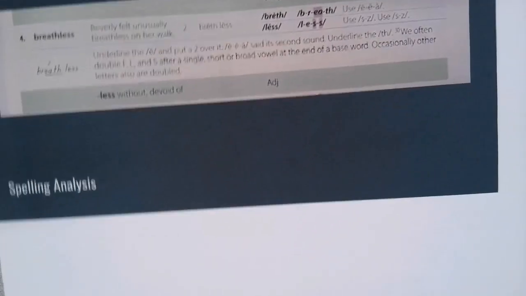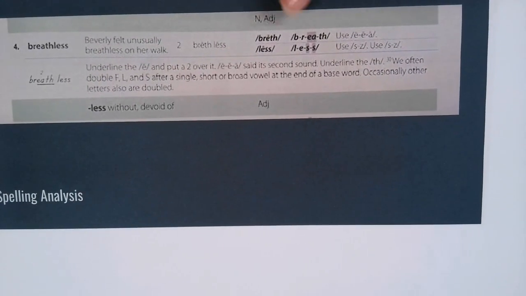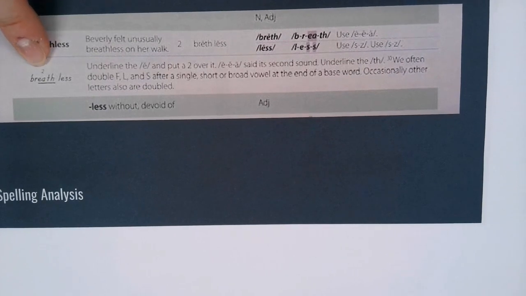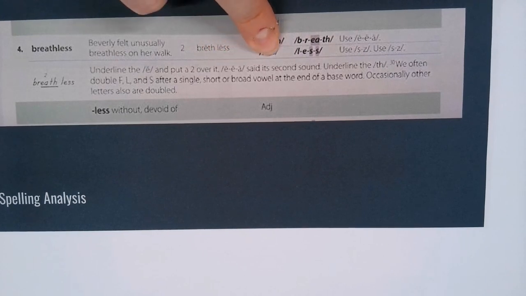Let's look at this example. This is the word breathless. So when I'm doing breathless and we're analyzing the word at the end, I would be saying, okay, we're going to underline the E-A, and we're thinking, which sound does that make in this word? Well, it's not saying breathless, it's saying breathless. I hear it saying eh. So that phonogram is making its second sound. We're going to mark it by underlining it and then putting a 2. And it will tell you exactly what to do. Underline the E-A, and put a 2 over it. And here's why. E-A said its second sound.